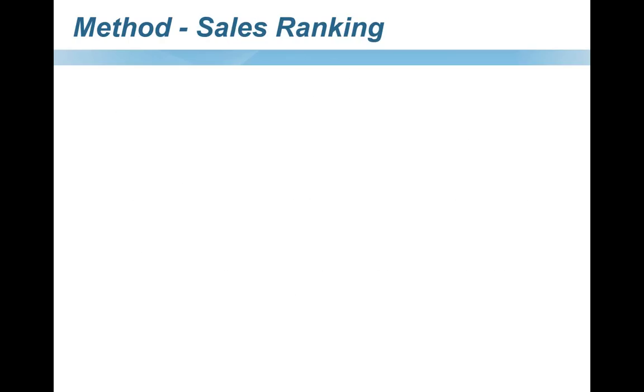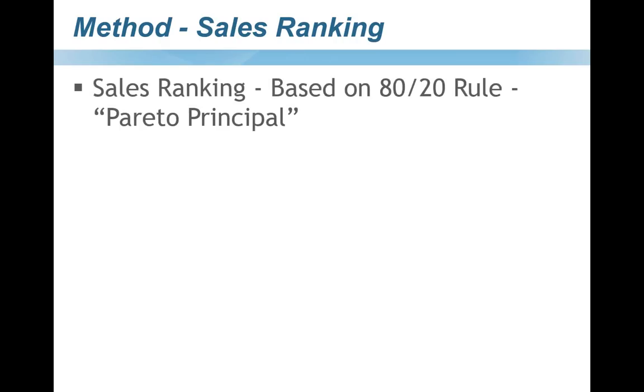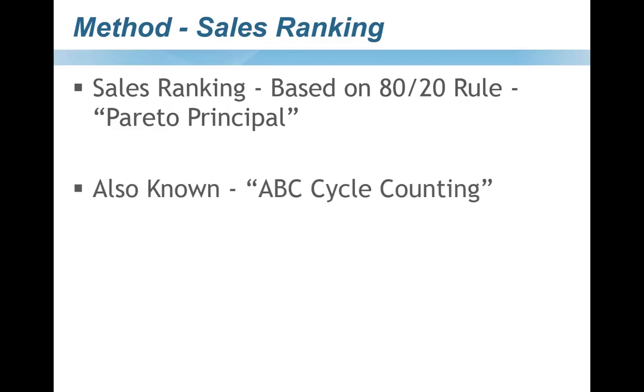If we look at our sales ranking method, we're going to add a little bit more logic to how we're going to go about our counting. In doing our sales rank presentation, we're going to use the Pareto principle, or Pareto law as it's called. It's based on the 80-20 principle. So 80% of your sales are made up of 20% of your products. So those 20% of your items you need to account for far more frequently than those other items you don't sell nearly as frequently. That's also known as ABC cycle counting.